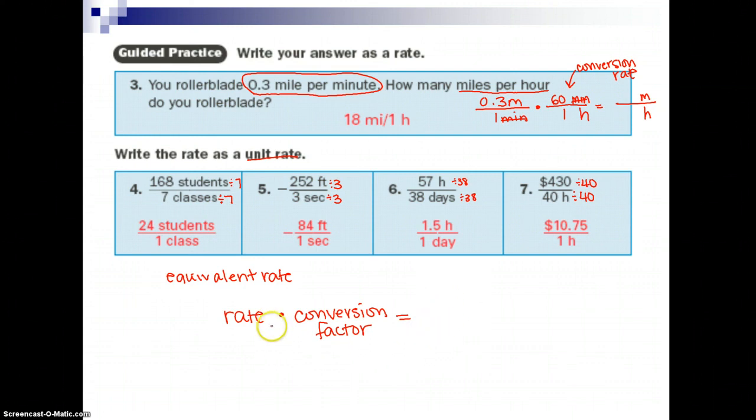So take the rate that they give you, I'm even going to call it the given rate, times the conversion factor. The conversion factor they're never going to give you. This is just things you know. Might be in your planner, but it's things you know, like how many hours are in a day, or how many minutes in an hour.